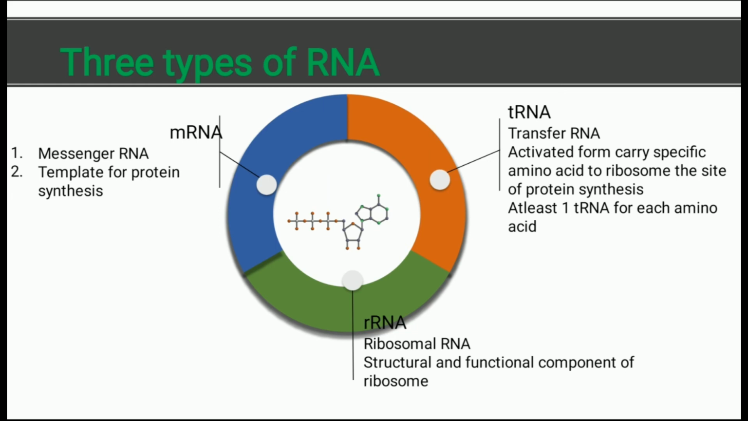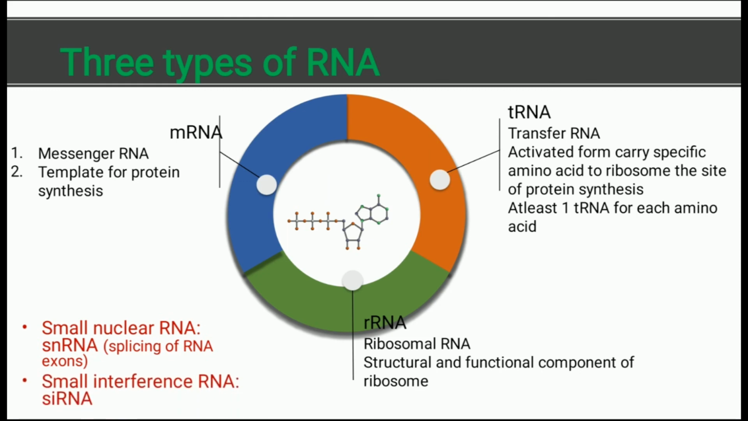In addition to these three major groups, two other kinds of RNA are also present. One is called small nuclear RNA or snRNA. They are involved in the splicing of RNA exons. And another RNA is called small interfering RNA, known as siRNA.